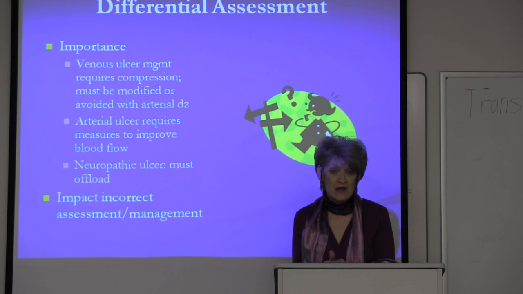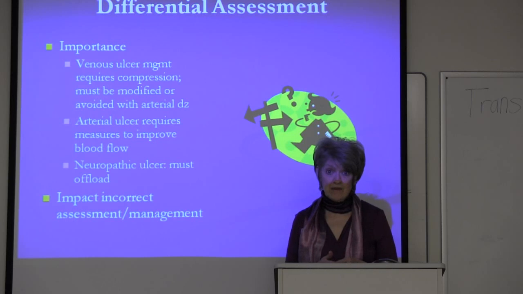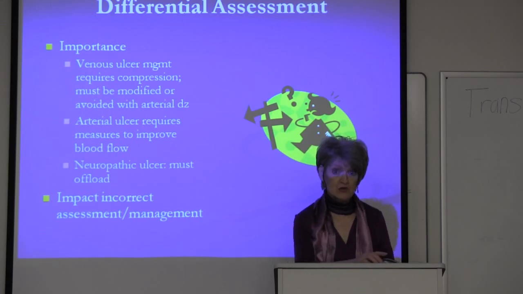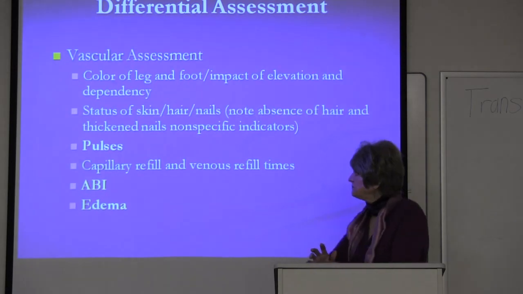If we fail to recognize that it's a venous ulcer and we don't provide compression and elevation, the wound won't improve. If we look simply at the fact that the patient's diabetic and we don't differentiate between an arterial wound and a neuropathic wound, again, our management is going to be incorrect and the wound will not heal.